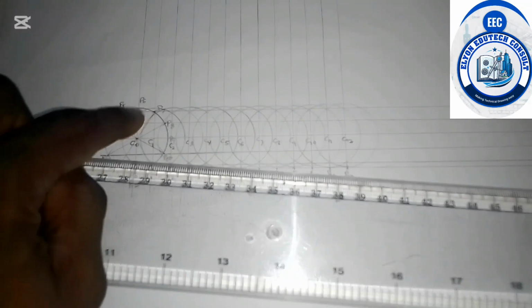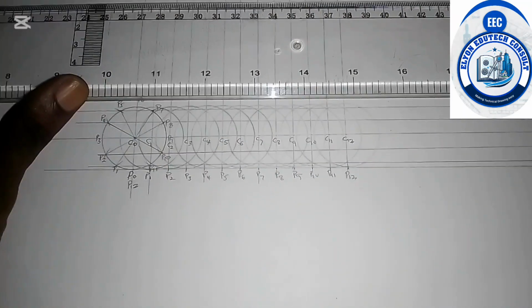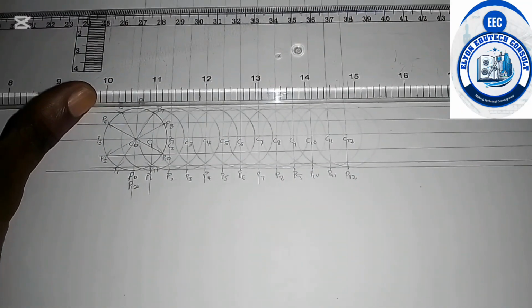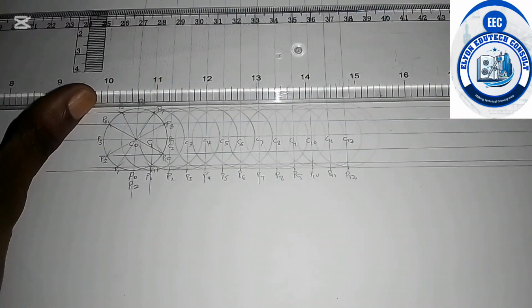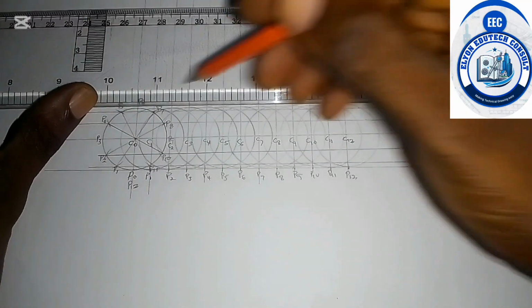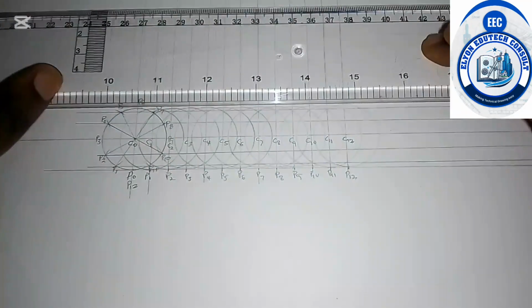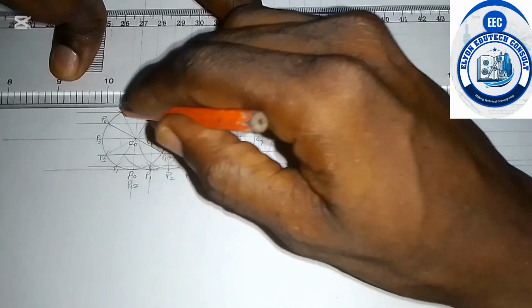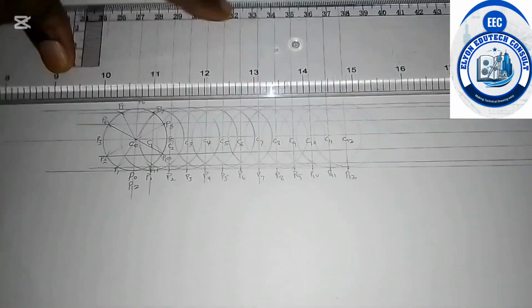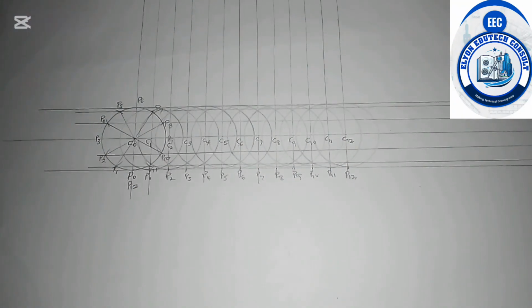Then lastly the P6, which is the top. And so it's going to be at the top of the disc that way.